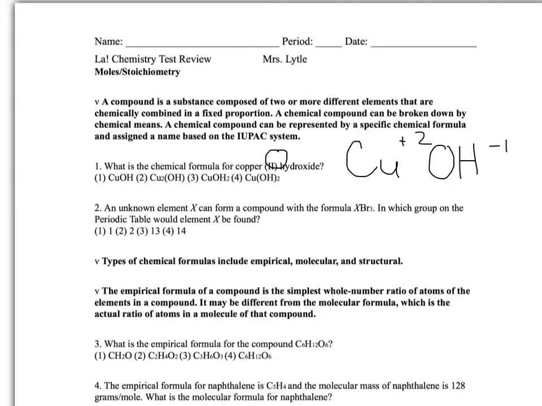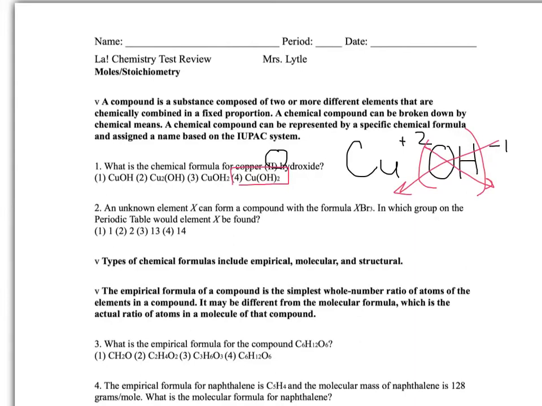Recall that an easy way to write formulas is to write the oxidation numbers and then cross them. So copper 2 hydroxide is going to require 1 copper and 2 hydroxides. When we indicate 2 hydroxides, we want to make sure that we have not just 2 hydrogens, but 2 of these entire ions, so we'll place it in parentheses. So choice 4 is the best choice for the formula of copper 2 hydroxide.